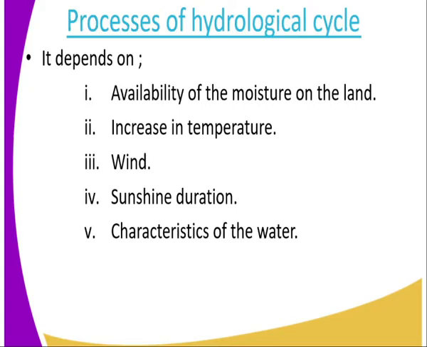Before we take the next process, let us look at what evaporation depends on. One, availability of moisture on the land. Number 2, the temperature. In case the temperature increases, the more the evaporation is going to take place. Number 3, the wind. If there is the presence of the wind, then there is a high rate of evaporation, since the water next to the surface is swept away before it becomes saturated.